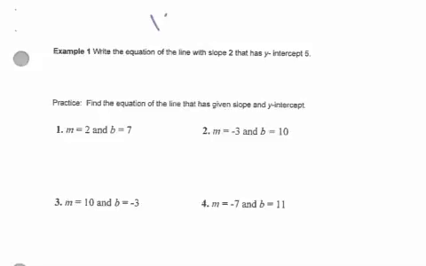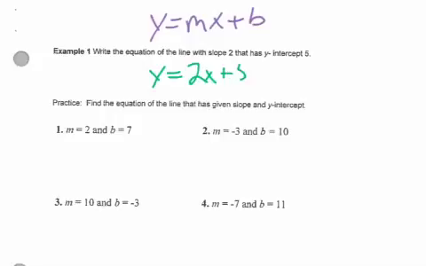And of course, our equation is y equals mx plus b. It's the equation of our line in slope-intercept form. So all we're doing, again, is reviewing and just replacing the slope m with the number 2 and the y-intercept b with the 5. So for example 1, I would rewrite this as y equals 2x plus 5.